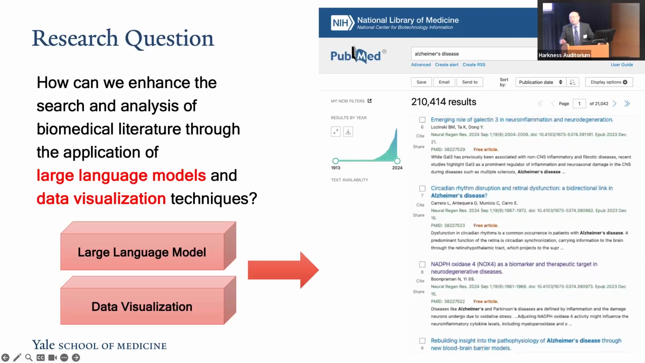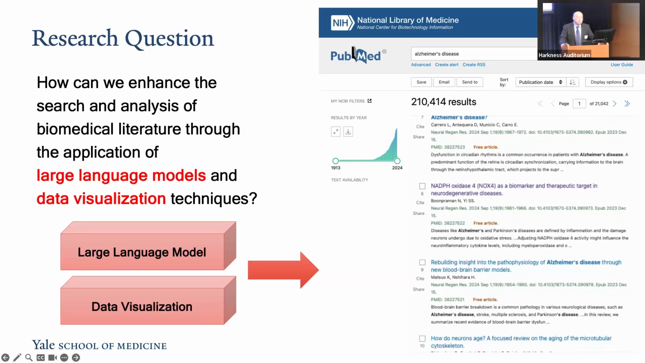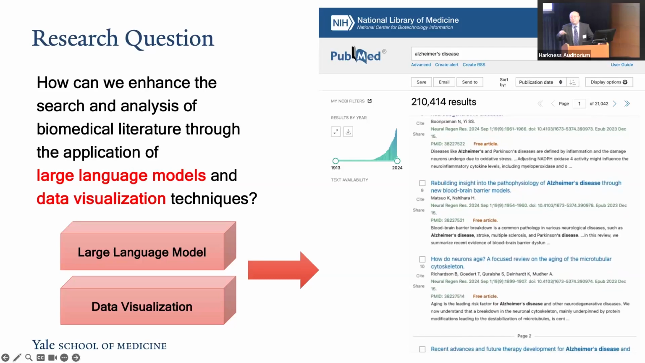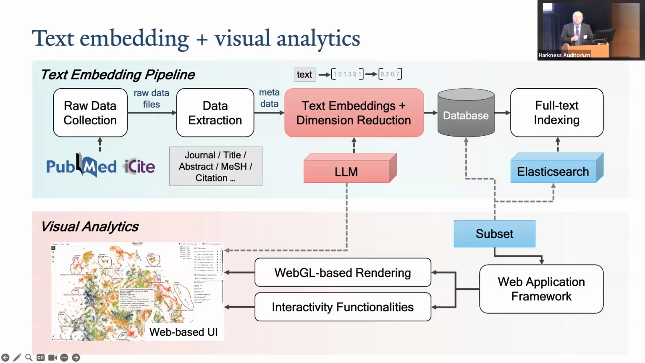Maybe we can get an overview of all these results at a single peek, or maybe we can get more insights quickly than just scrolling down one by one. So we have this solution, based on text embedding and visual analytics.